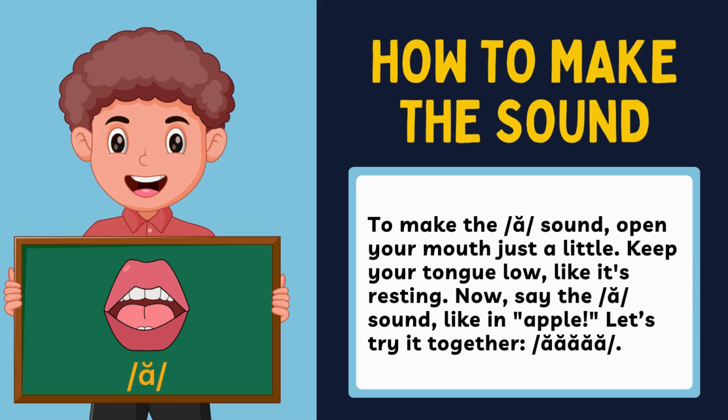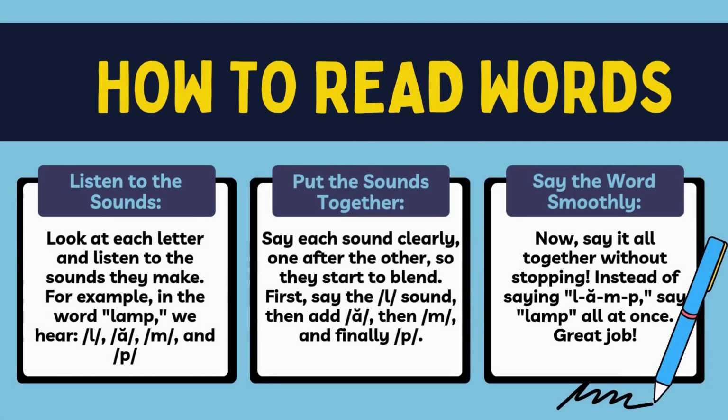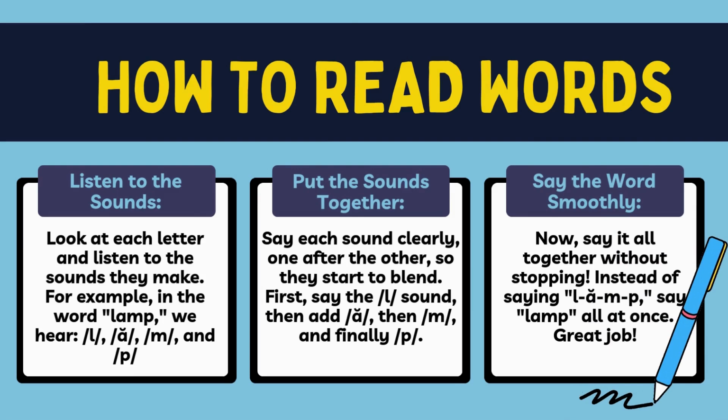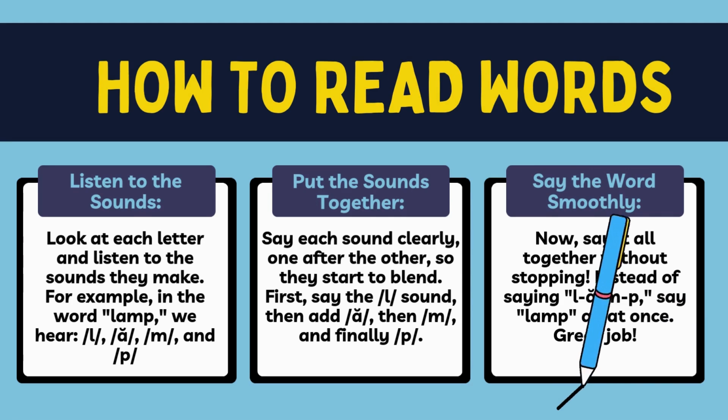Let's try it together. How to read words. Listen to the sounds. Look at each letter and listen to the sounds they make. For example, in the word lamp, we hear L, A, M, and P. Put the sounds together. Say each sound clearly, one after the other, so they start to blend. First, say the L sound, then add A, then M, and finally P.